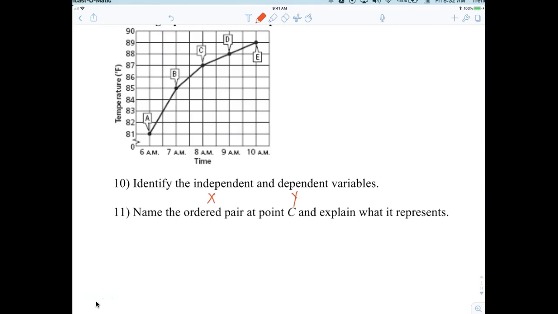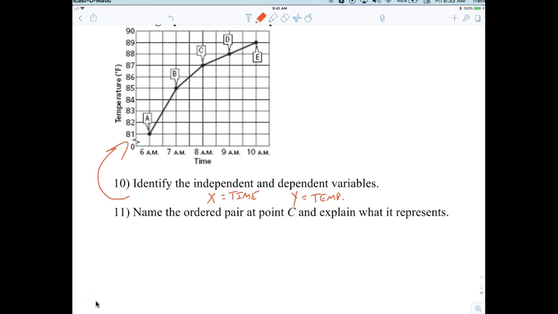Now, the independent in this scenario up here would be the time. Thank you very much. And the dependent would be the temperature. Anybody have any questions? Again, I know some of the questions are just about memorizing.